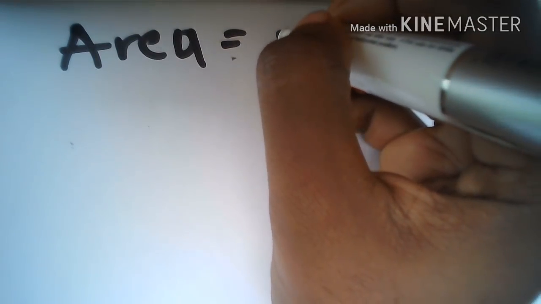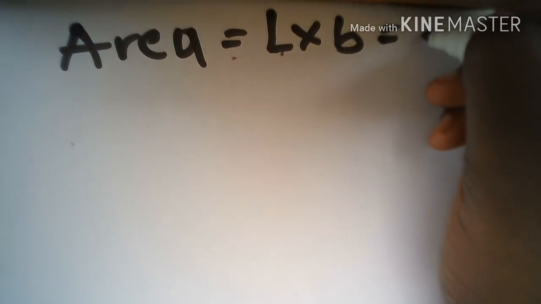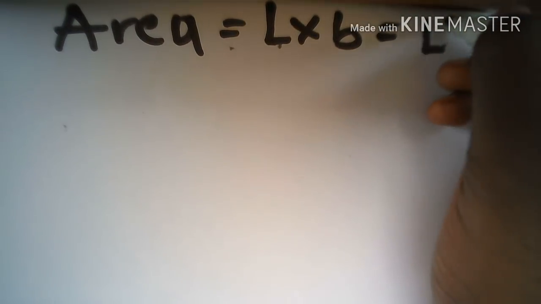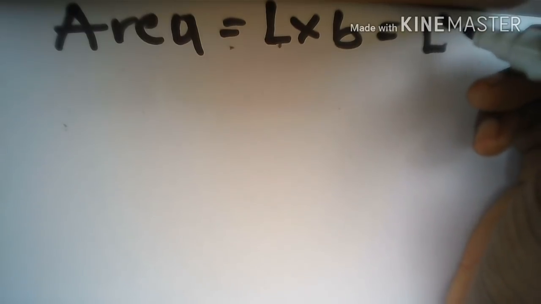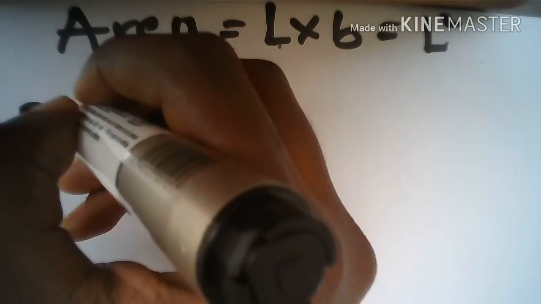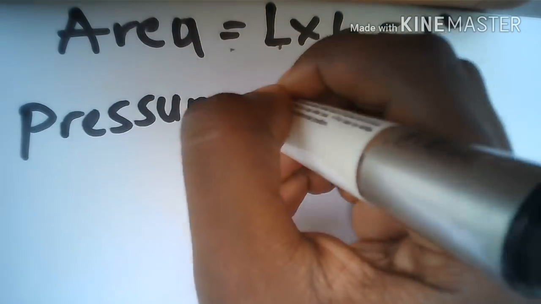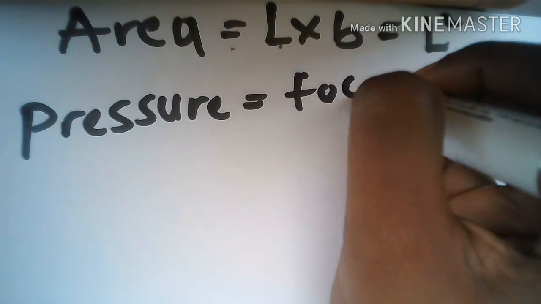The definition of area is pretty easy, since we know that area is equal to length times breadth, which are both measured in length and can have their unit as L squared. Okay, now we can go ahead and find the dimension of pressure.